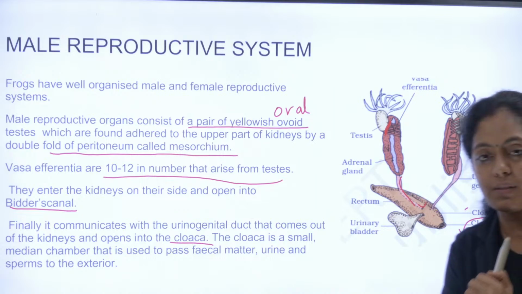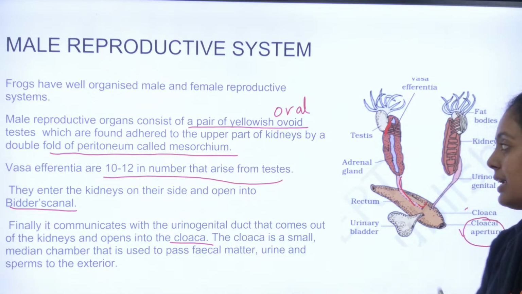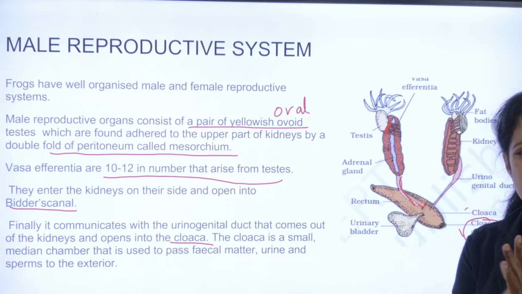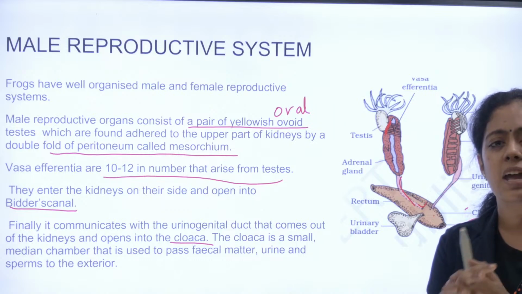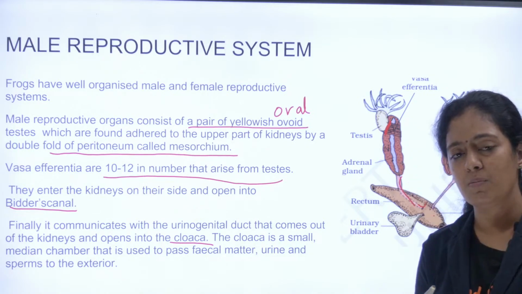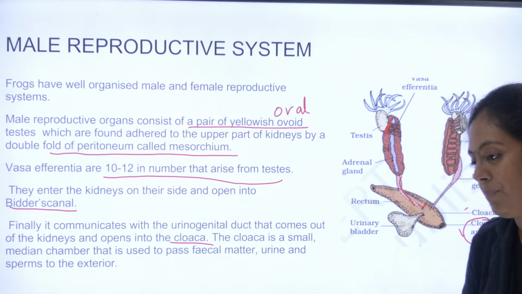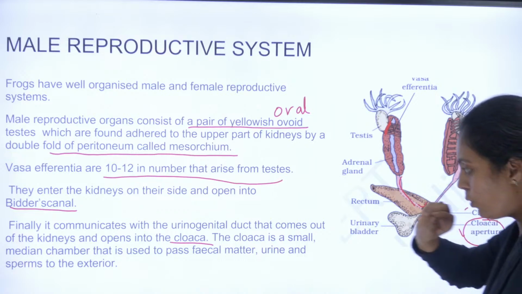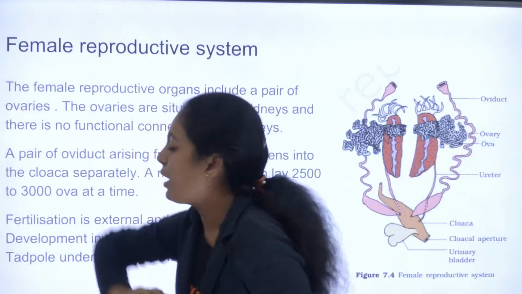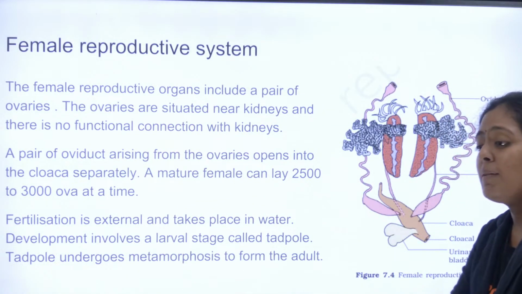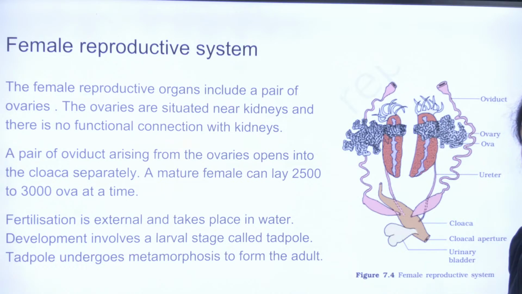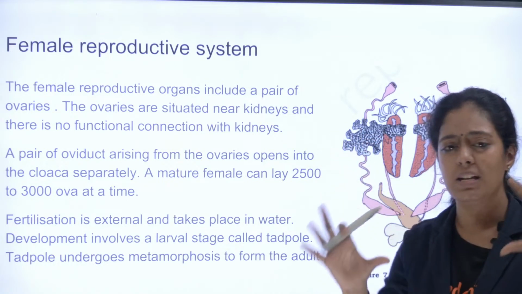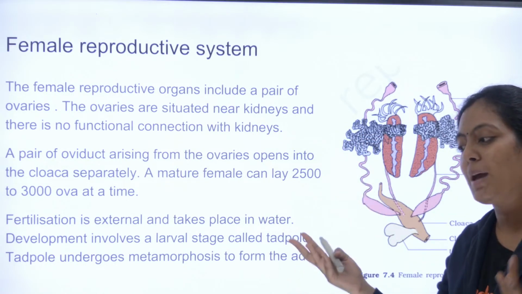Is male reproductive system clear for everyone? So the process is same da, spermatogenesis nadakum, okay, and you have your sperms traveling, everything else is same. Okay, now we shall continue into female reproductive system. Female reproductive system la enna irukku, they include a pair of ovaries. Anga vandu pair of testis, inga vandu pair of ovaries.